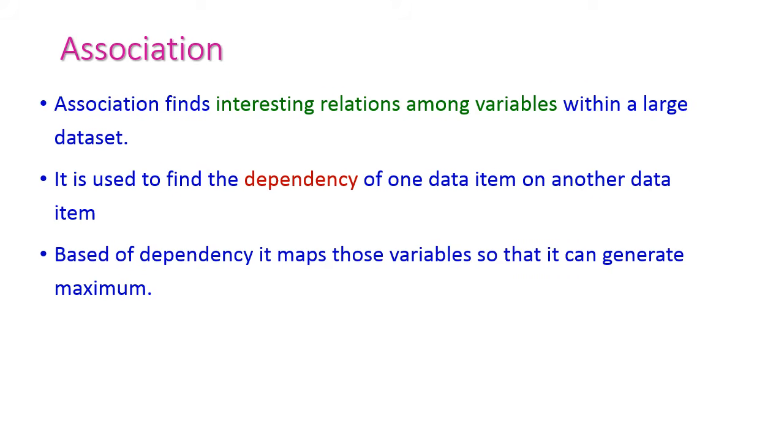The second type of unsupervised machine learning is association. Here it is used to find the interesting relationships among the variables from a large data set, right? So it identifies the dependency among the data. So based on the dependency it tries to group the data. So data inside the group are highly related, and data outside the group are highly deviated.